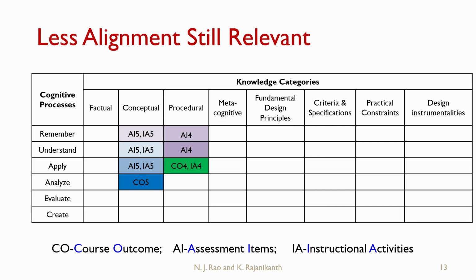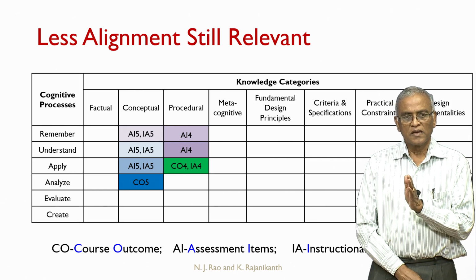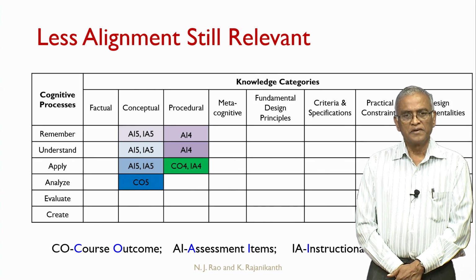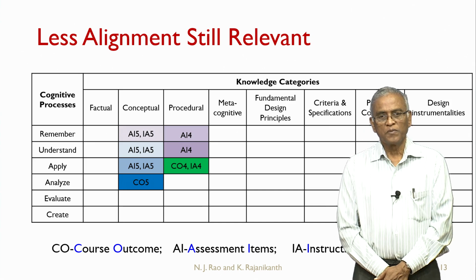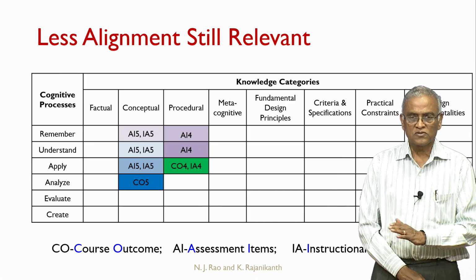You wrote a very high level, higher cognitive level outcome, but you are neither testing the student on it nor doing your instructional activity that leads to attainment of CO5. You take another one, CO4, that is the apply procedural category, which is very common, and IA4 means my instructional activities are actually done there, which is quite good.